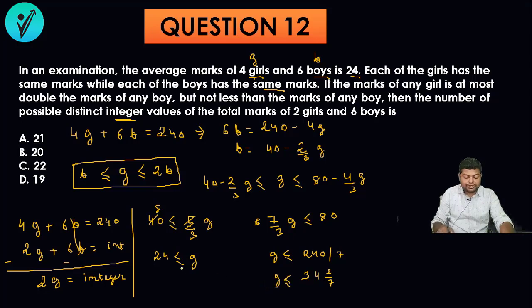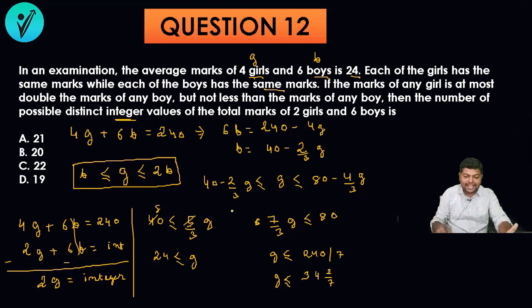Alright. So the value of g is greater than or equal to 24, and it should be less than or equal to 34 2 by 7. But since I have to keep the value of 2 times g as an integer, what are the different values of g I can take? Can I take 24? Yes. But can I take 24.2? No, I can't take 24.2 or 24.3. The only values I can take are 24 and 24.5. If I take 24, 24 into 2 is an integer. If I take 24.5, then 24.5 into 2 will also be an integer.